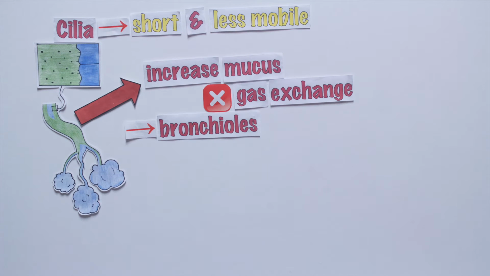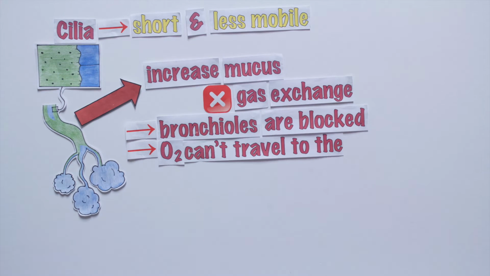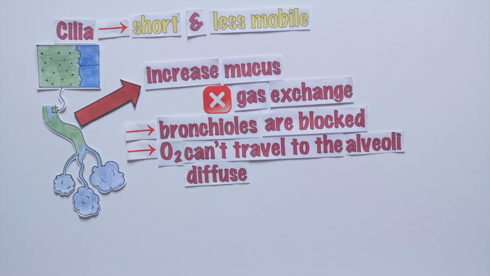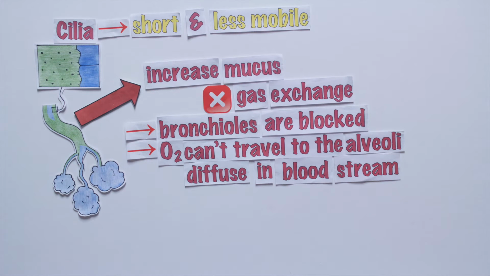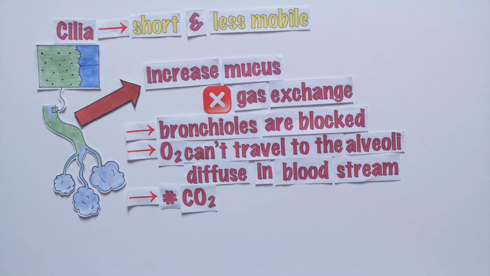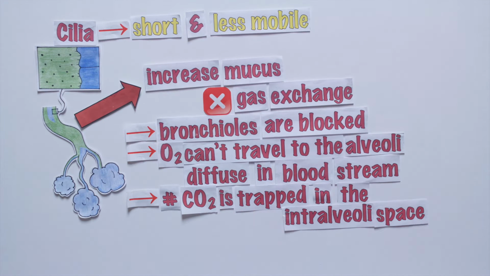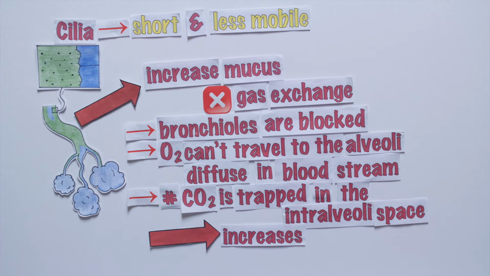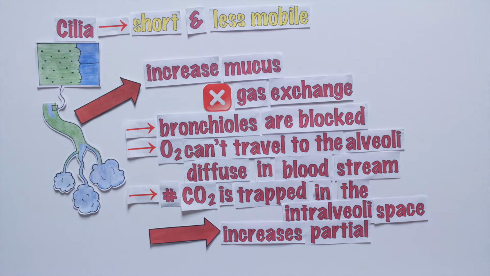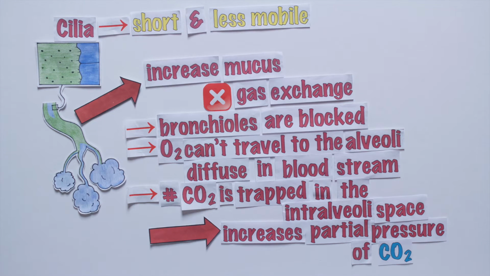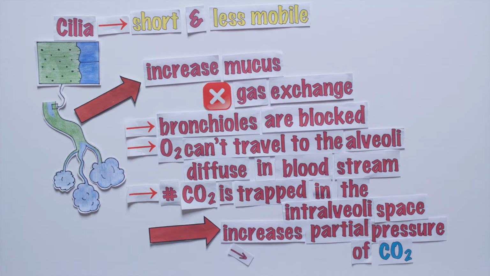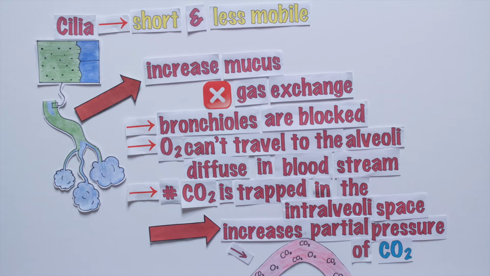Since the bronchioles are blocked, this means that significant amounts of oxygen can't travel to the alveoli and diffuse into the bloodstream. This also means that huge amounts of CO2 can't leave the lungs and get trapped in the alveoli. This causes a significant increase in the partial pressure of CO2 in the intra-alveoli space. Because there is now higher pressure of CO2 in the lungs, it makes it harder for CO2 in the blood to diffuse into the alveoli, and so they get trapped in the bloodstream.